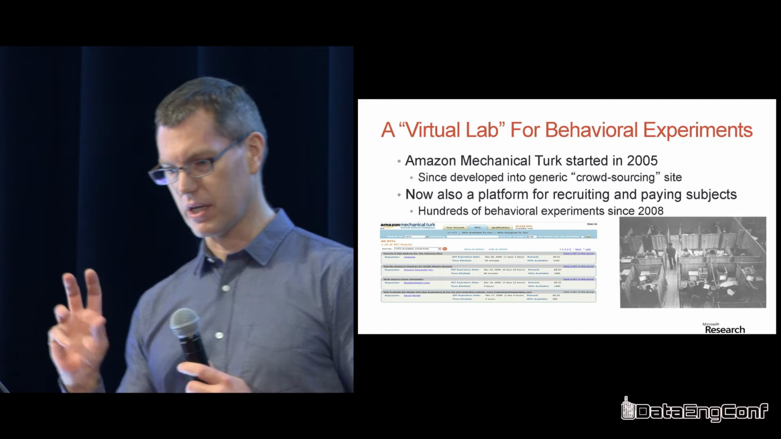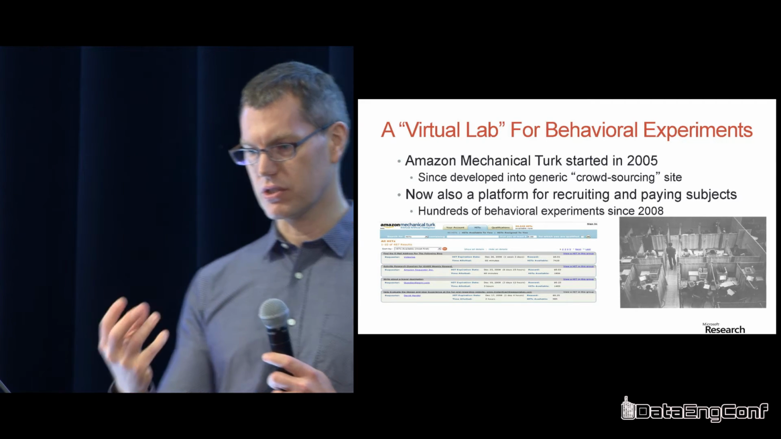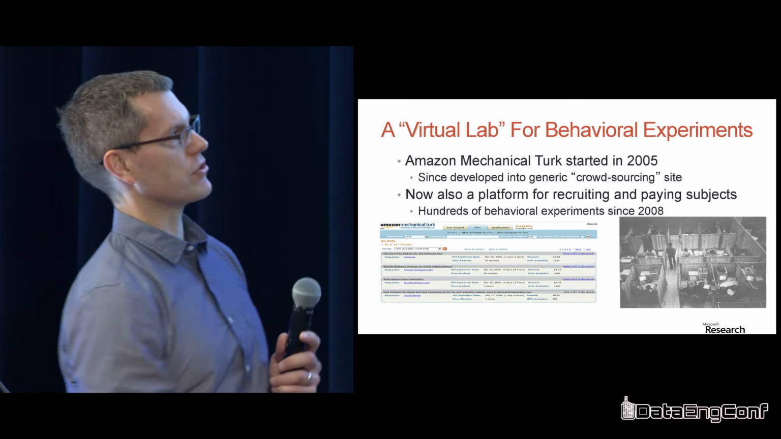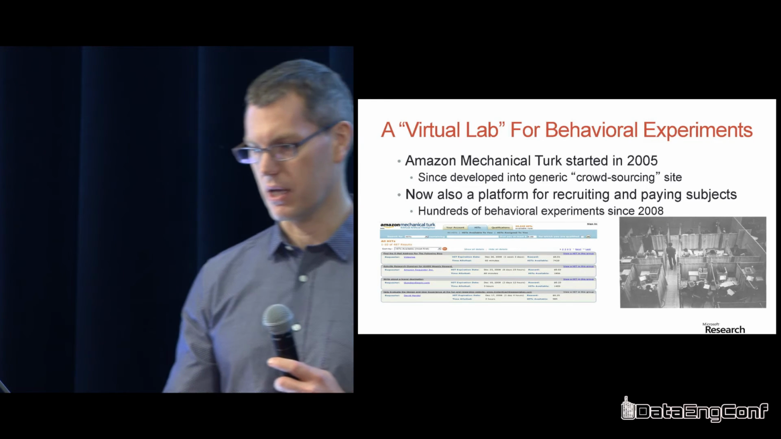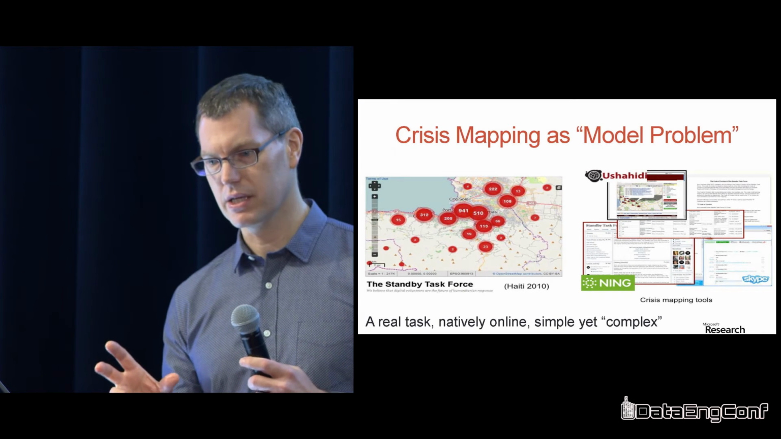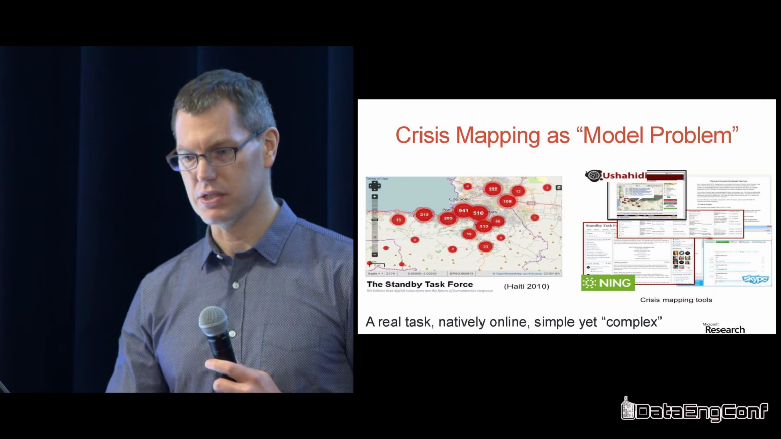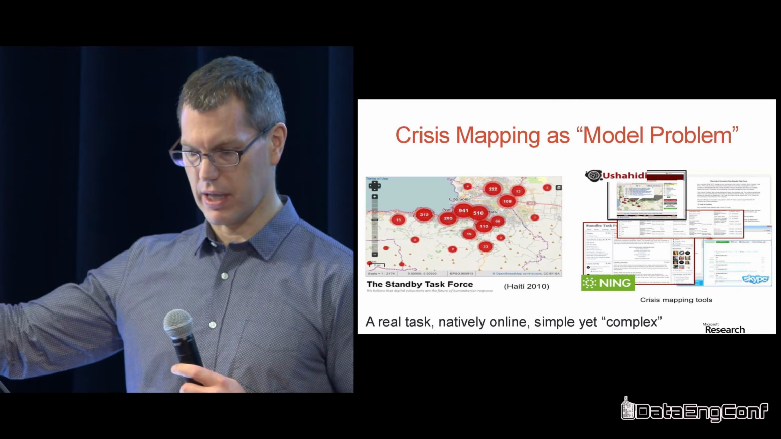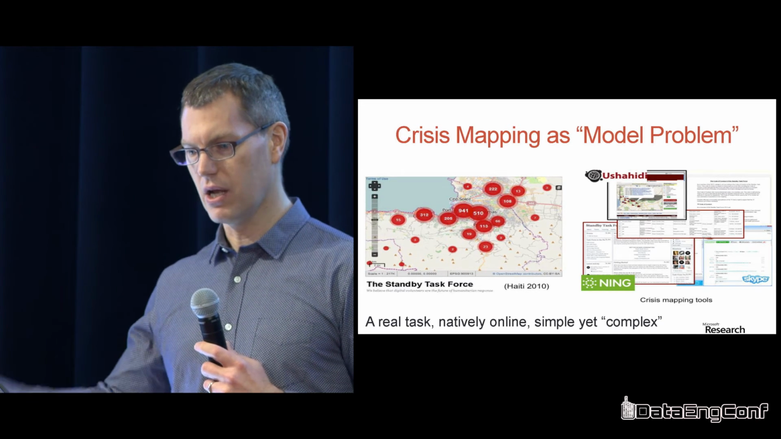And so, as I mentioned earlier, we can now take this historical model of the lab, which you see in the sort of grainy black and white picture here, and we can do it online using sites like Amazon's Mechanical Turk. And so the problem that we studied is a problem that you may have heard of. It's called crisis mapping. This is a real thing that people do in the world when there's a crisis happening somewhere, like a natural disaster, like in Haiti, the earthquake in 2010.